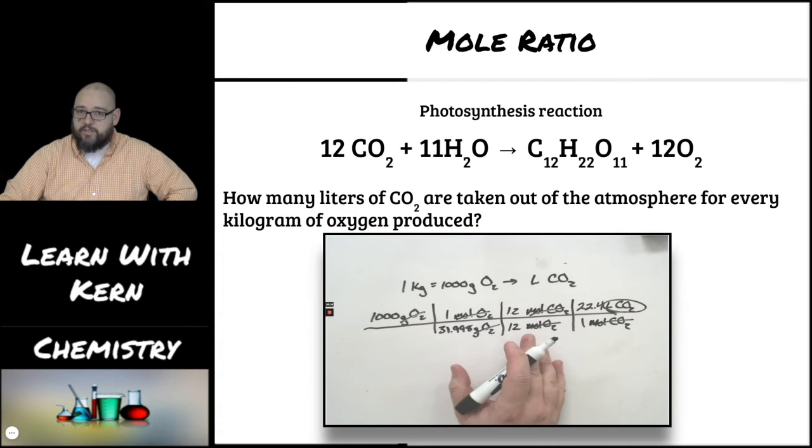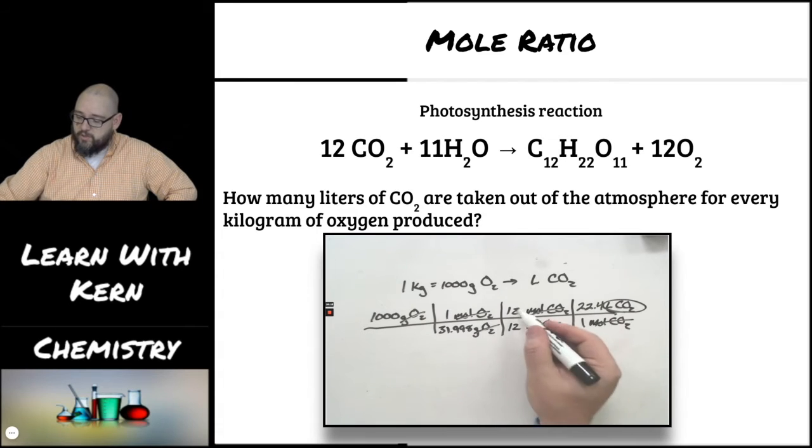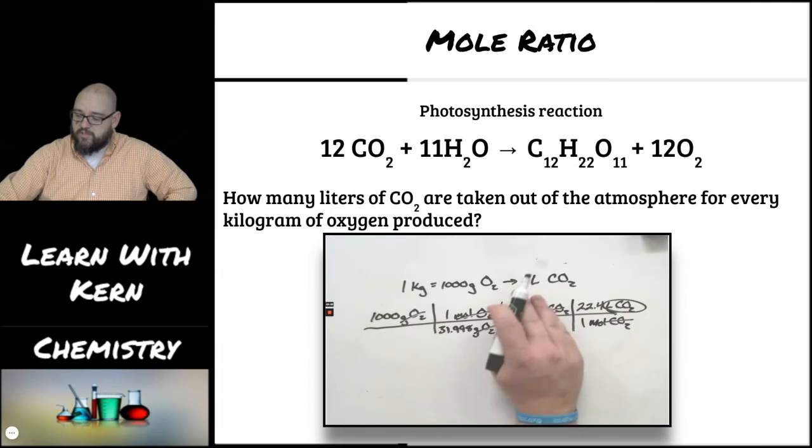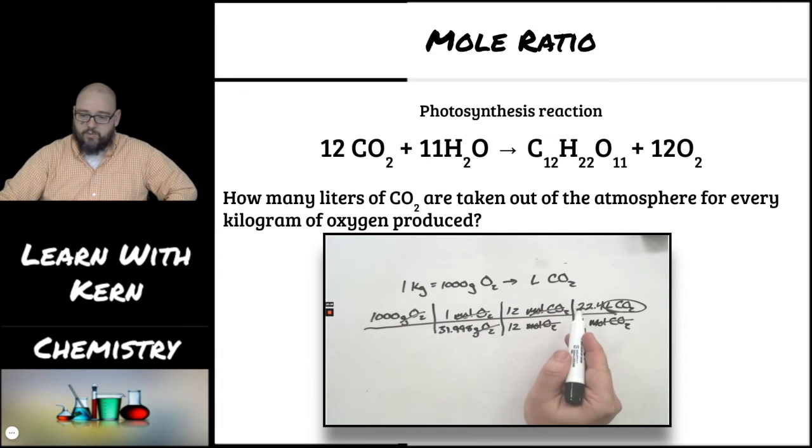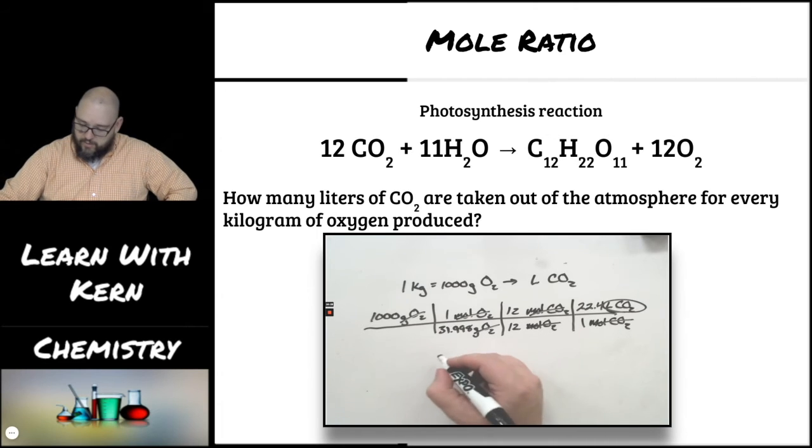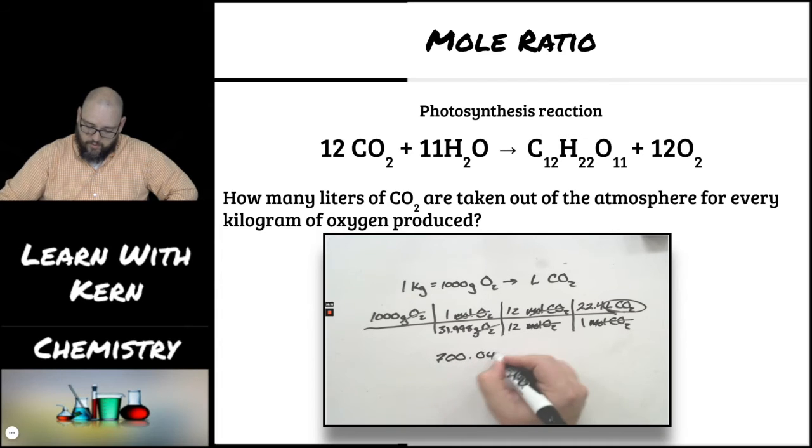Now you can type that all into your calculator and you'll get the same answer, but you can notice that this is 12 divided by 12, so that whole term kind of goes away. And so it's really just 1,000 times 22.4 divided by 31.998. And when I do that, I get an answer of 700.0437527.